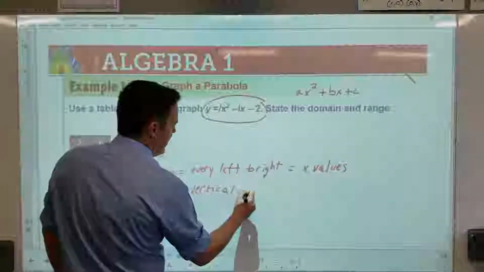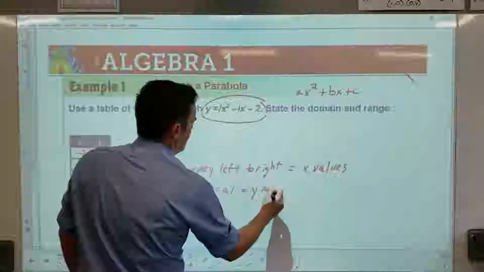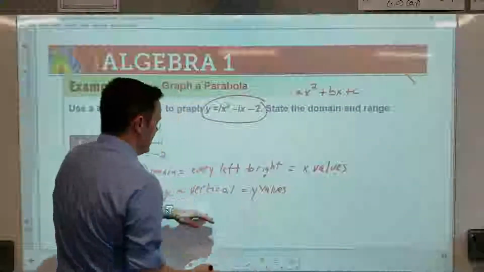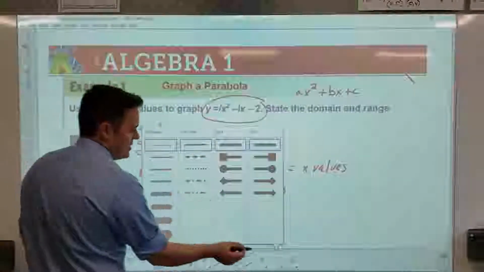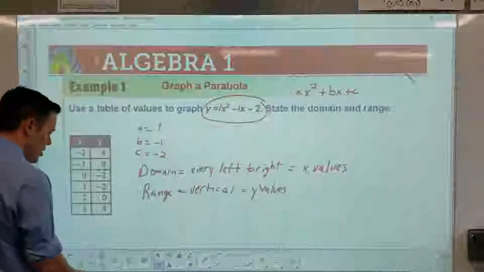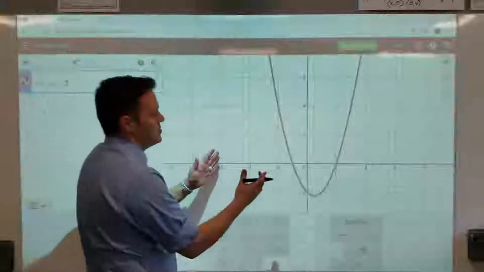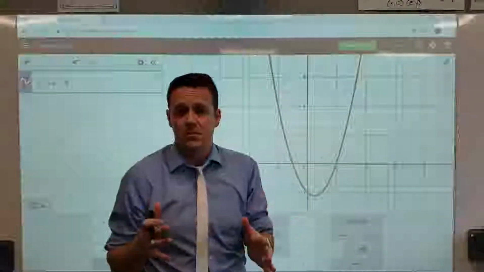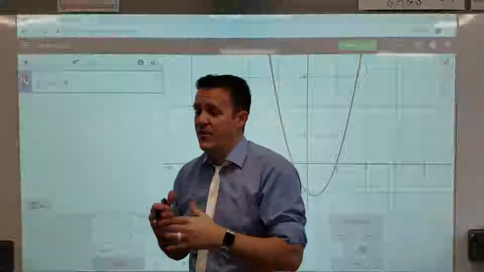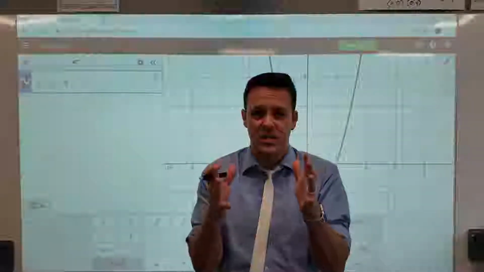Or the y values, okay? So what is your range? For example here, if you look at this graph, what is my domain? It's going to go left to right. If I zoom out on this, you guys know that you're going to have a hard time seeing the graph.